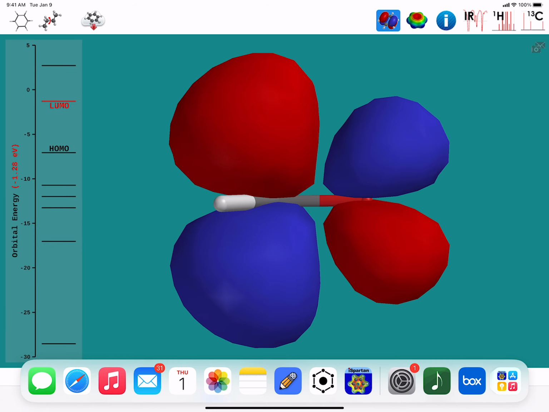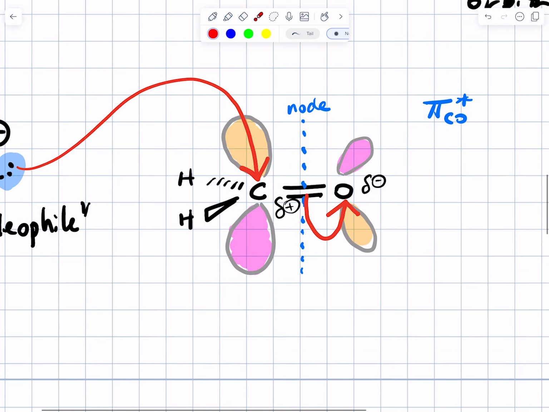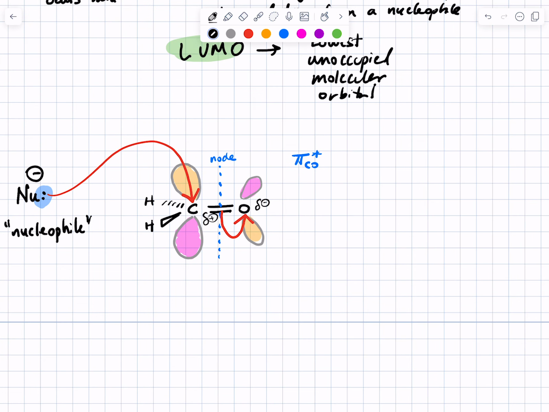And when it attacks that LUMO, because you're filling an antibonding orbital, you have to break a bond, so you need a second arrow. So this arrow means these lone pair electrons are being shared with this carbon by being dumped into the pi star. This arrow means dumping electrons into the pi star breaks the pi bond, and these electrons move out onto the oxygen. Okay? And those arrows tell us what to predict for the product of this reaction.